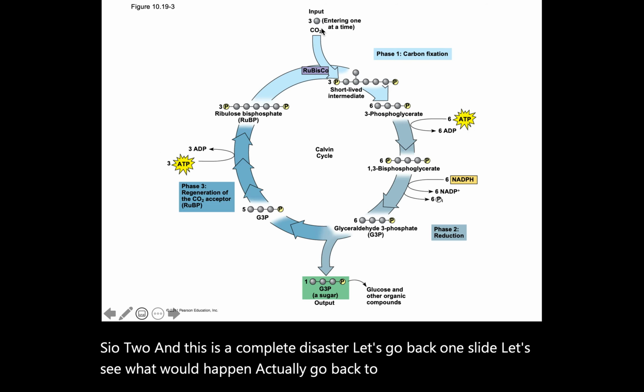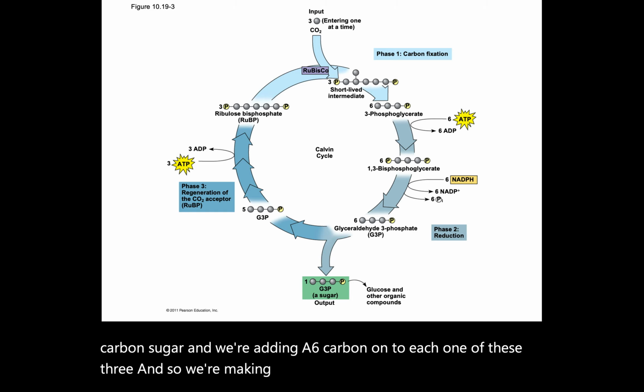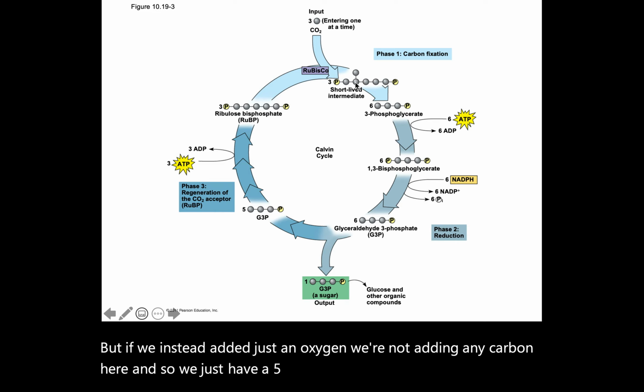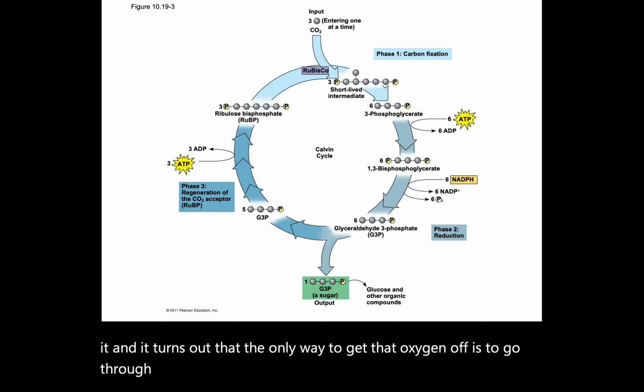So here we've got a 5-carbon sugar, and then we're adding a 6th carbon onto each one of these 3. And so we're making 3 6-carbon sugars. It's very nice. But if we instead added just an oxygen, we're not adding any carbon here. And so we just have a 5-carbon sugar, but we have an oxygen on it. And it turns out that the only way to get that oxygen off is to go through the entire process.